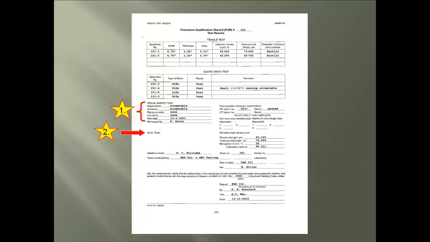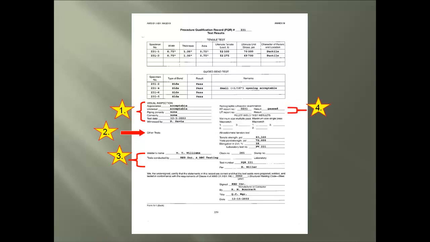Star number 2 is where any other test not covered by these 2 forms will be placed, such as dye penetrant or mag particle testing. Star number 3 shows where the information of whom and how the tracking of the welder was done, and also the company and for what PQR number and by whom conducted the testing for these specimens.